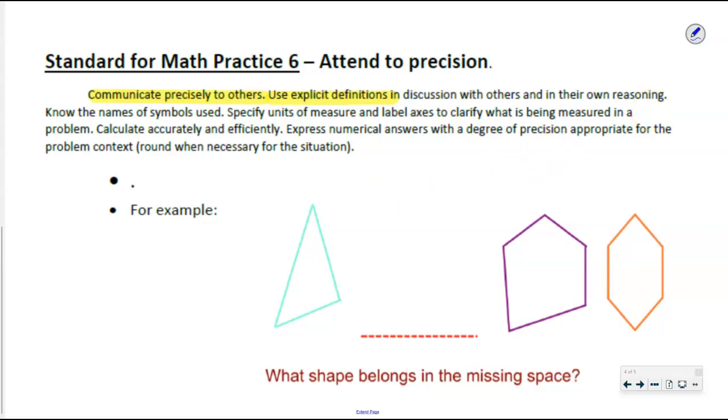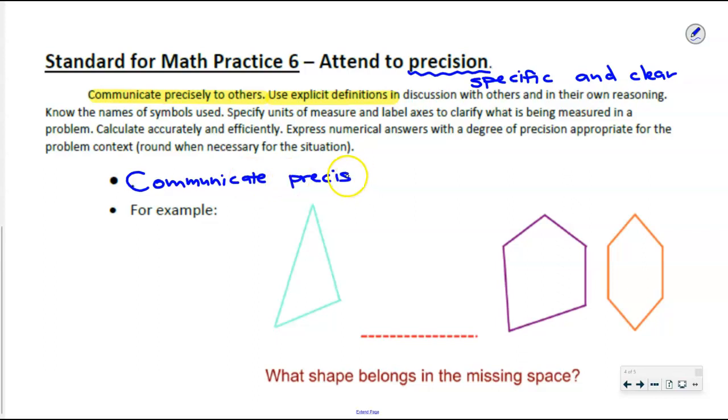So one thing that I would like us to understand is precision is not just accuracy, right? It is being specific. It's being clear. And so when I summarize attend to precision as making sure we have the ability to communicate precisely, understanding that communicating precisely does involve specific and clear terms.